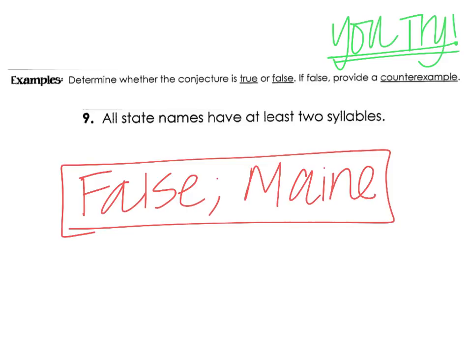All right, so this one made you think a little bit, right? You had to think back on all your state names. So the answer is false. I came up with the counterexample of Maine. Maine is a state with a single syllable. It has one syllable, Maine. If you guys thought of any other states with a single syllable, let me know. That was the only one I could think of at the moment. But this is false because Maine only has one syllable.